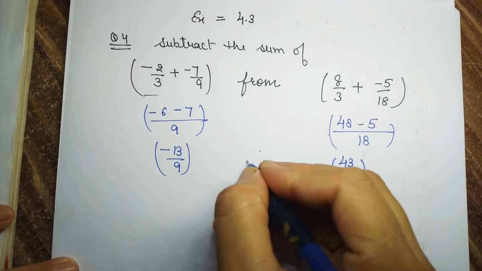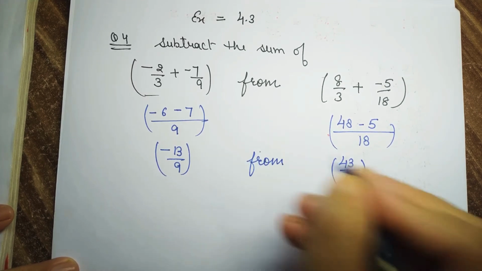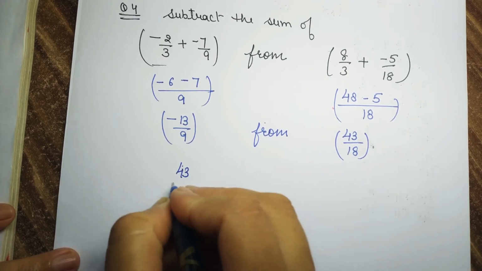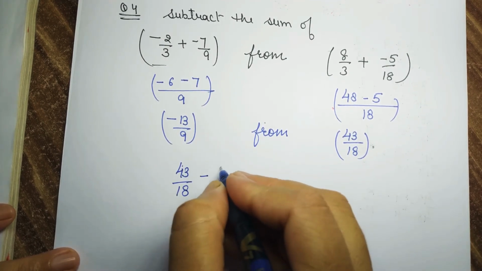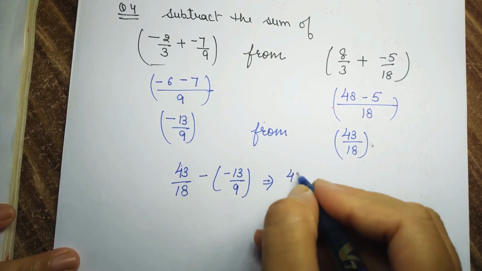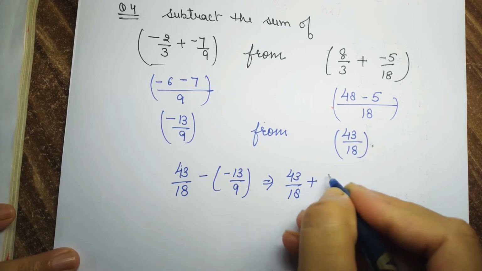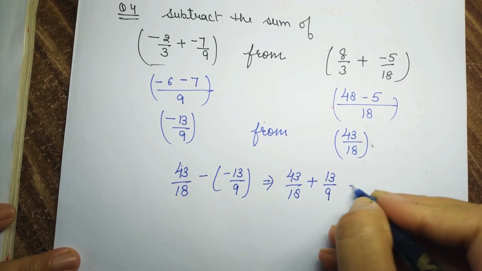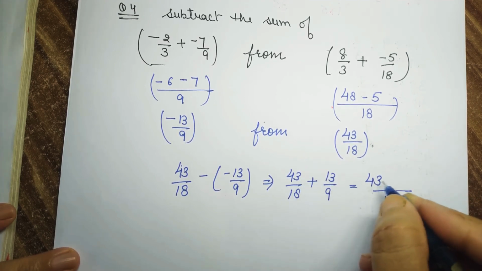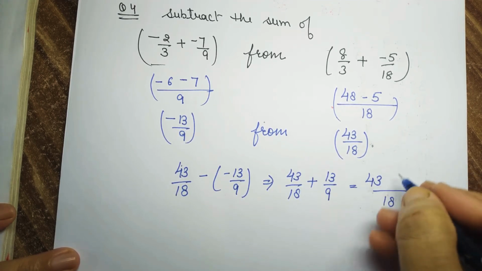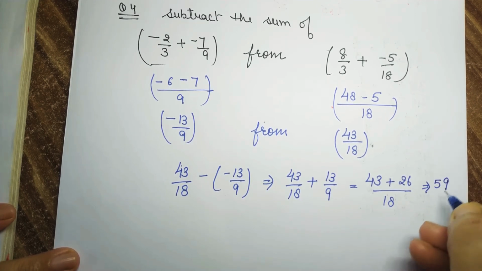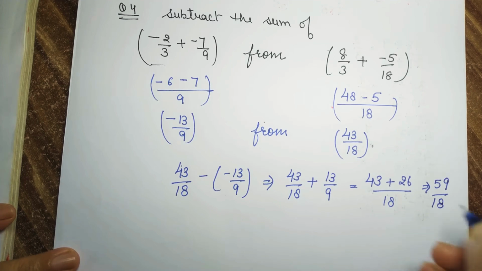Okay, and now our question is to subtract this one from this. So we will write first 43 by 18, then minus 13 by 9. When we open the bracket, 43 by 18 minus plus 13 by 9. The LCM is 18. 43 1s are 43, 18 1s are 18; 9 2s are 18, 13 2s are 26. Now the final answer is 59 by 18.